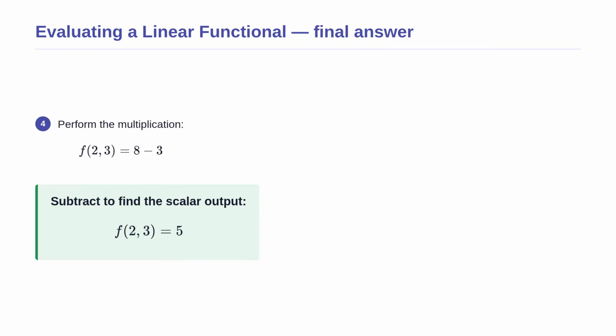Continuing with our calculation, we perform the basic arithmetic. Multiplying 4 by 2 gives us 8, while the 3 remains unchanged. Finally, we subtract 3 from 8 to arrive at our final answer of 5. This single number, 5, is the scalar output of the functional. Returning to our analogy, if the vector was a shopping cart with 2 apples and 3 bananas, our functional was a pricing rule that charged $4 per apple and gave a $1 discount per banana. The final bill for the entire cart is exactly $5.